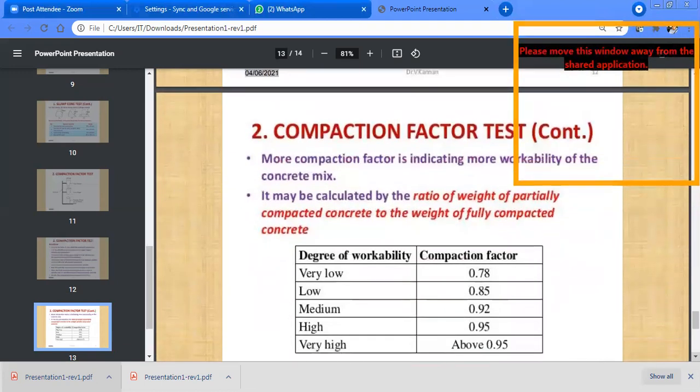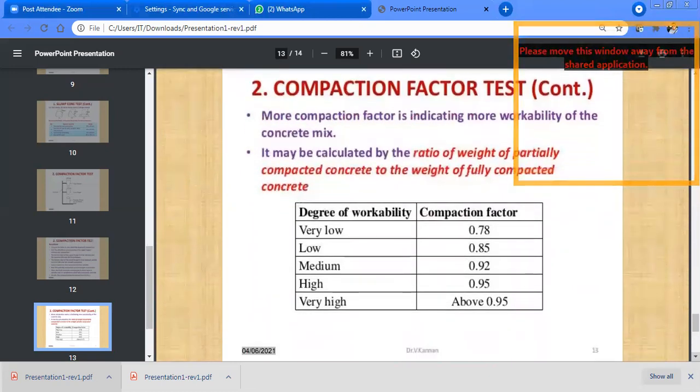These are the compaction factors which are required for workability. These are the different types of workability.